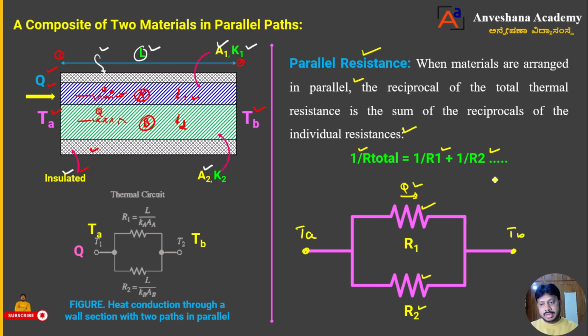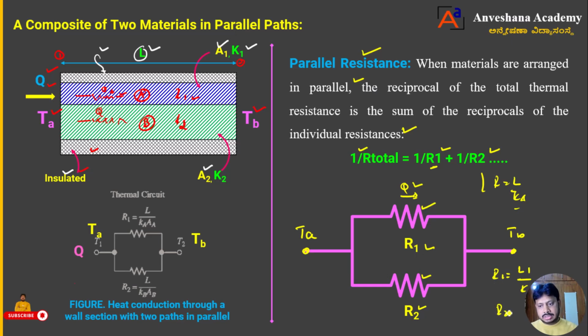We know already R is equal to L by KA, I told you, dear students. Now, what is R1? How to calculate R1? R1 is equal to L1 divided by K1 into A1, because the general formula is R is equal to L by KA. Applying that same formula for a particular material, the resistance offered in material 1 is R1 is equal to L1 by K1 into A1. I already told what K1 and A1 are.